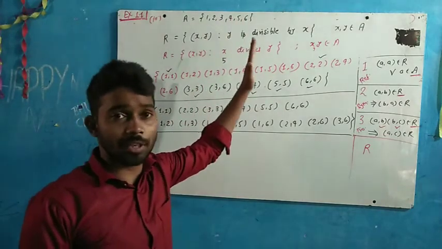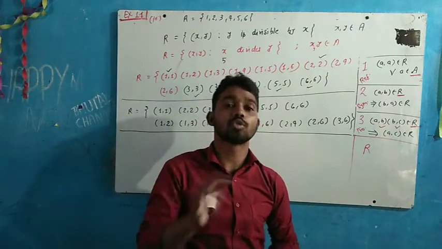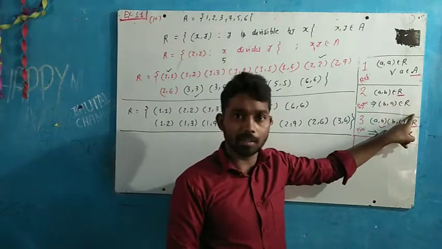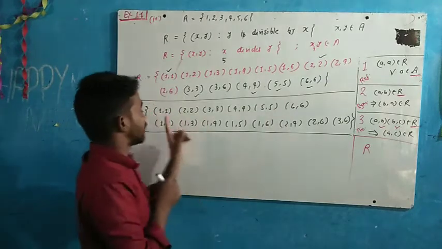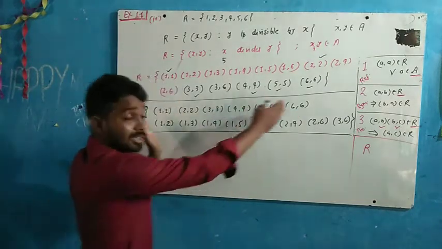Now for the symmetry, you know very well what you have to check. You just change the position of the coordinates and the new ordered pair should be present there. Means if A comma B belongs to R, then B comma A should also belong to R. Just check it. For the identity elements, no need to check, means 1 1, 2 2, because already both are the same. So no need to check. That's why I have written these together.